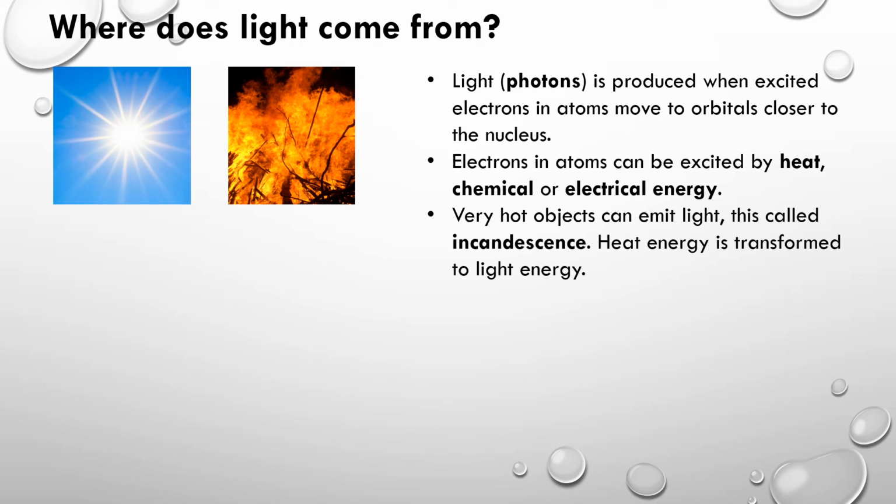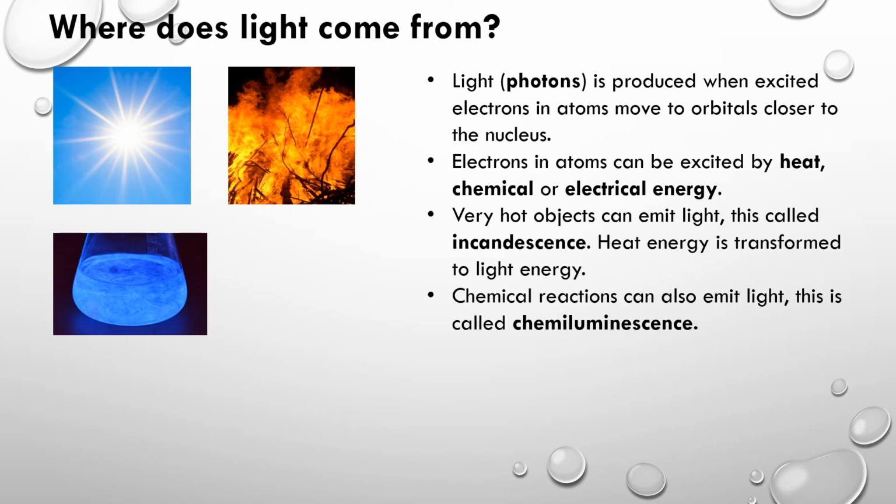So we can also produce light in different ways. We can produce light from chemical reactions. So with these chemical reactions, we can take a chemical called luminol and react it inside a glass container like this. And the specific type of light that is emitted from chemical reactions is called chemiluminescence. So luminescence means it gives off light, chemo means it's from a chemical reaction.